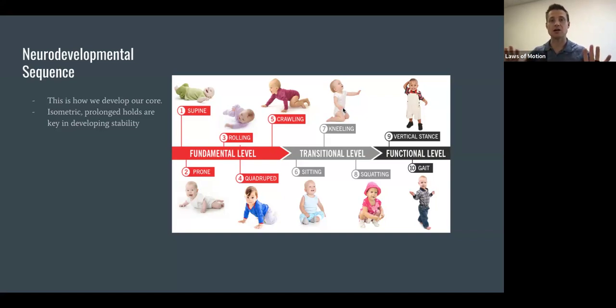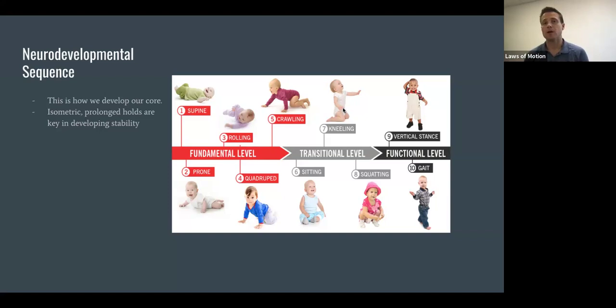Then we can start to get strong enough to go into a quadruped position. Now we can push ourselves up. We can start to stabilize ourselves in a long plank position, holding our shoulders, holding our hips over, having core stability. Then we can start to add our movement. We can start to crawl. Then we can come up into sitting, into kneeling, squatting, vertical stance, pulling ourselves up, and then beginning to walk. So someone with low back pain, we may take them through some of this developmental sequence.